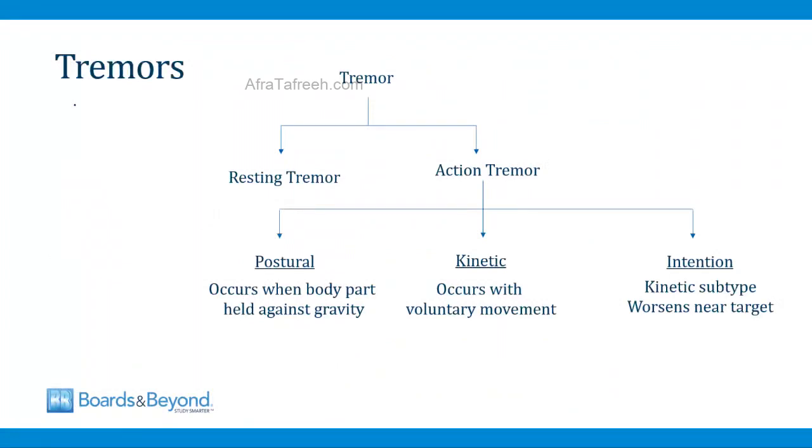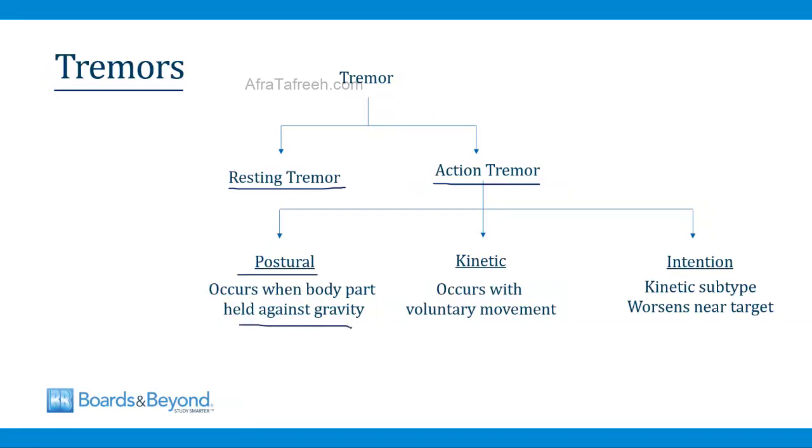First group of movement disorders we'll discuss are tremors, and you can divide tremors up into those that occur at rest and those that occur with action. Among the tremors that occur with action there are a couple of subtypes. The first type is a postural tremor. This is a tremor that occurs when a body part is held against gravity.